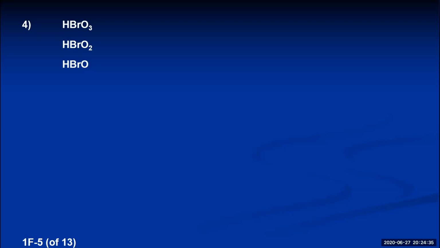Now, the question says once we've ranked them, that's the strongest, then HBrO2 has only 1 more O than H, that's going to be weaker, and HBrO has no more O's than H's, that's the weakest. So HBrO, the weakest acid, then HBrO2, and then this would be the strongest. B says predict the numerical value for their acid ionization constants.